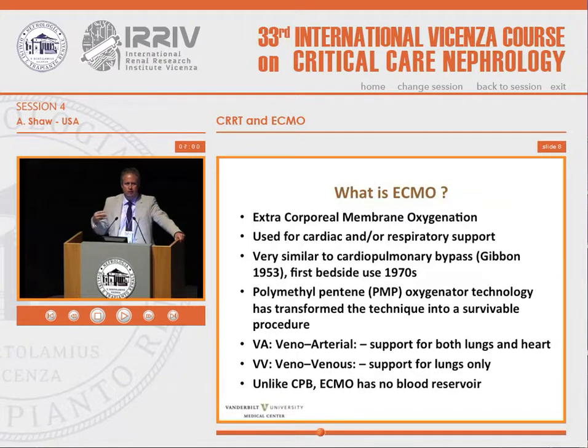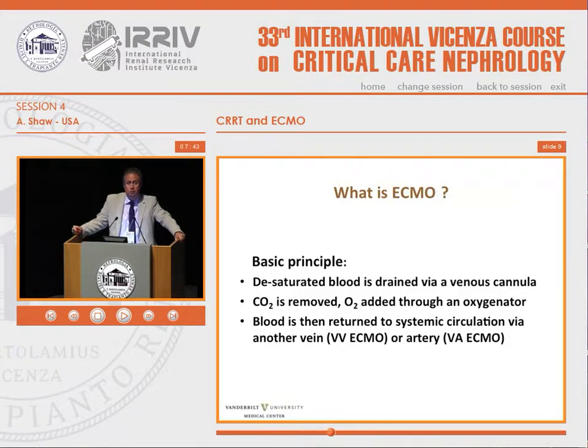And something changed, and that thing was the introduction of polymethylpentene oxygenators, the Quadrox oxygenator in particular, which has transformed the technique in adults, at least, into something which is now survivable, and in our institution at least, for certain patients, is a routine procedure. You can deploy it to support the lungs and the heart, in which case we call it veno-arterial, or VA, or you can deploy it just to support the lungs, in which case we call it veno-venous. The fundamental difference from the cardiopulmonary bypass situation is that with ECMO there is no blood reservoir. And that has both an advantage, but it also brings some disadvantages as well. We do not routinely use the Quadrox oxygenator in the operating room because it costs about $1,000 a time. And if, like us, you do 1,500 hearts a year, that's an avoidable $1.5 million that you don't have to spend.